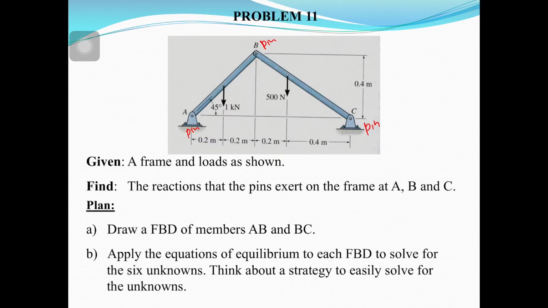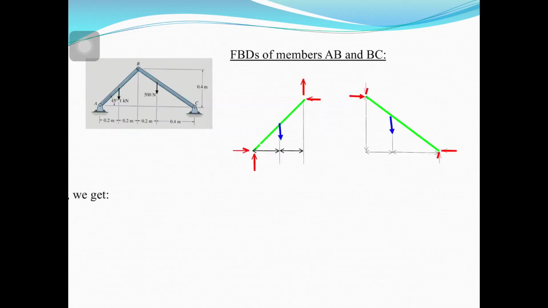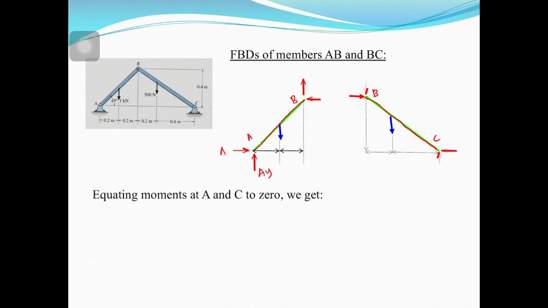Draw the FBD for members AB and BC and apply the equations of equilibrium. If you want to apply the equations of equilibrium, you need to draw the FBD for each member. Let's say this one is AB and this one is BC. We separate them. At A you have AY and AX, and then you have a force here which is 1 kilonewton.